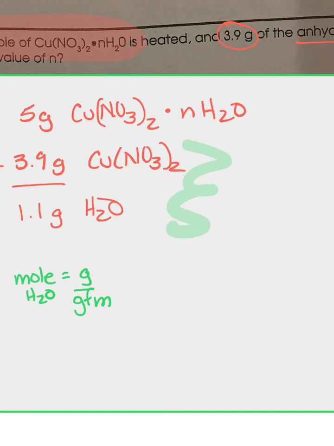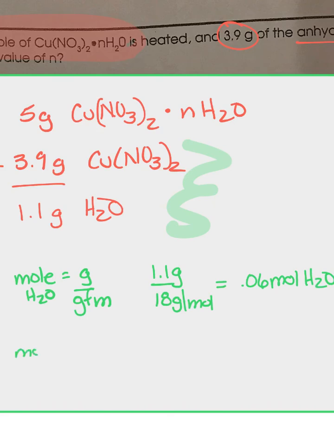All right, so we've got 1.1 gram of water, that's grams, over gram formula mass. Now the gram formula mass of water is 18. You should know how to calculate that at this point. I've been doing it in the last 4 problems, and also we have it on other videos. So 1.1 divided by 18 gives us 0.06 moles of water.